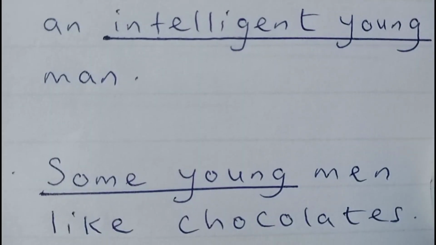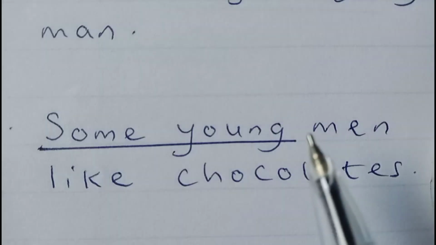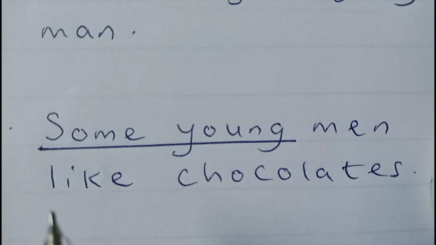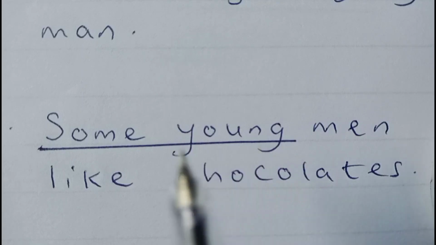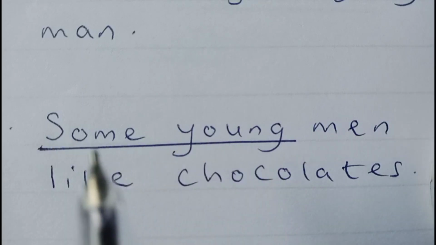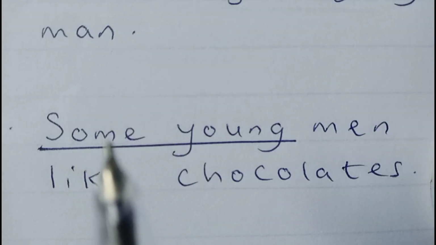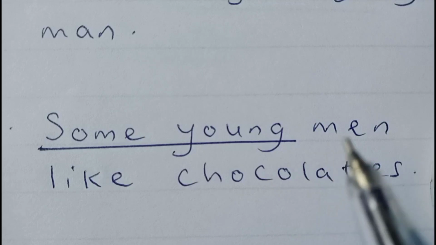Let's look at another example here. We have some young men like chocolates. As you can see, the phrase is underlined, some young. It's a phrase because there is no finite verb here. Okay? It's also an adjectival phrase because it's qualifying the men.